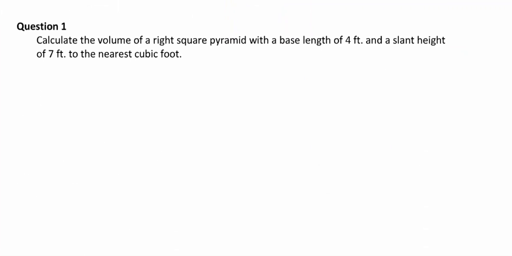Okay, so let's get into question 1. It says, calculate the volume of a right square pyramid with a base length of 4 feet and a slant height of 7 feet to the nearest cubic foot. So let's sketch this out.